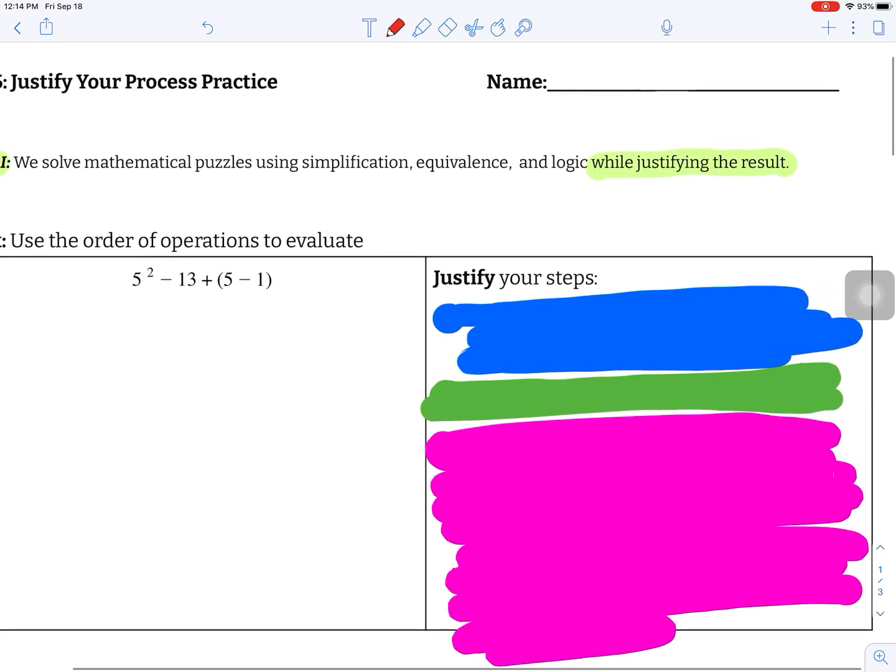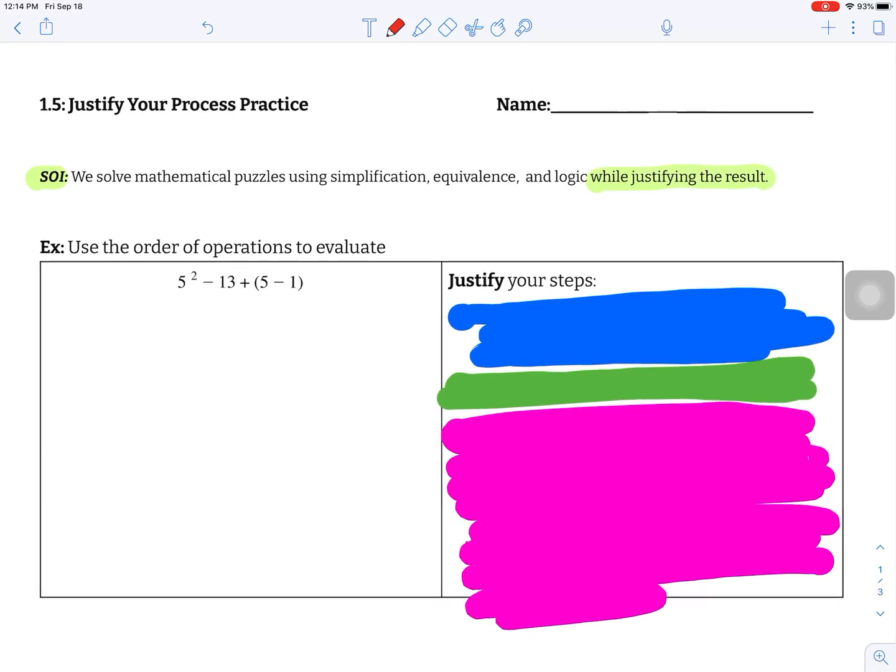So I'm going to look at this first example that is asking us to use the order of operations to evaluate. The order of operations we remember by saying GEMS. So when I'm looking at my first problem here, I know I need to take care of grouping symbols if there are any, and we do have grouping symbols here. So 5 minus 1 is 4.